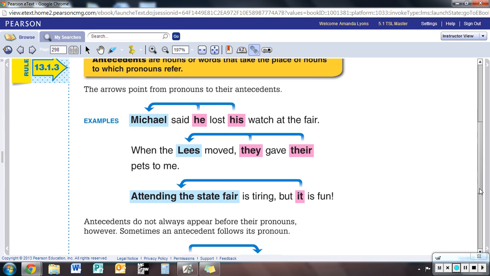The first one, Michael said he lost his watch at the fair. So highlighted in pink, we see he and his. Those are both the pronouns. Now, who are they talking about when we say he and his? We're referring to Michael. So that makes Michael the antecedent. Next sentence, when the Lees moved, they gave their pets to me. Highlighted in pink, you see the pronouns they and their. And who are they referring to? Referring to the Lees, the family. So Lees is the antecedent.